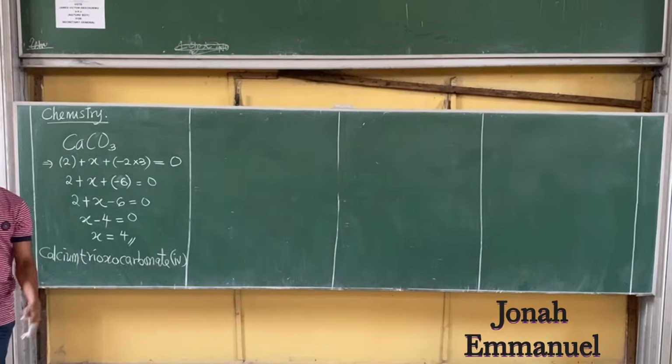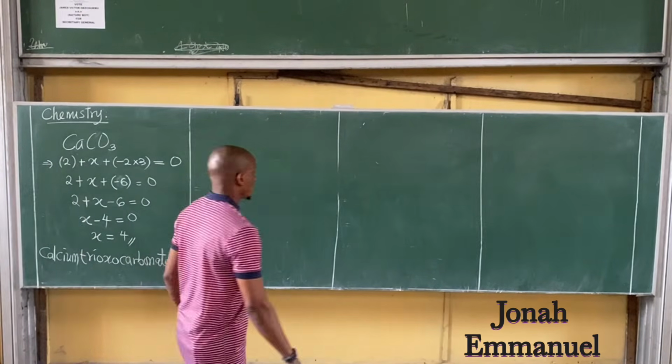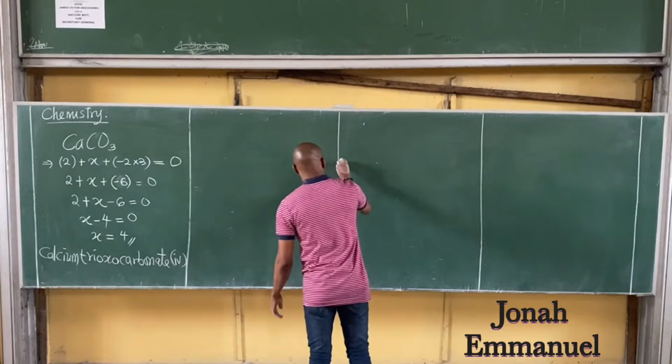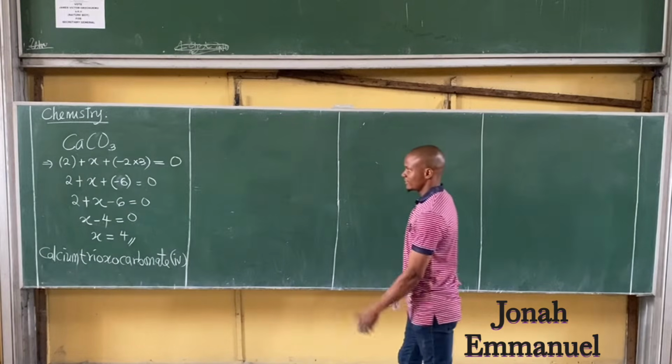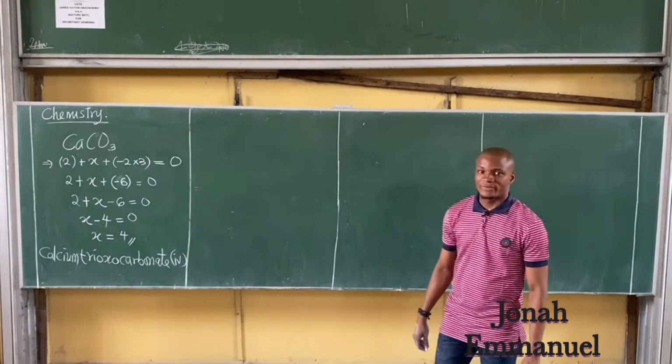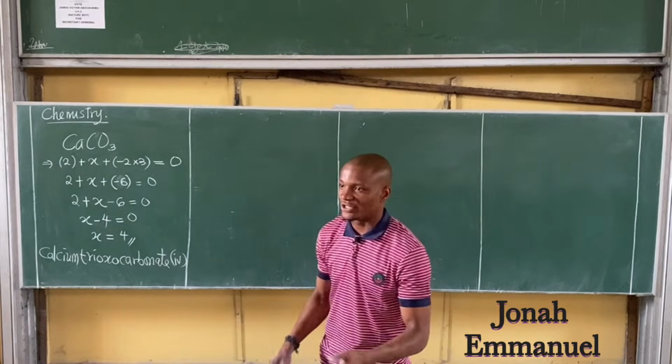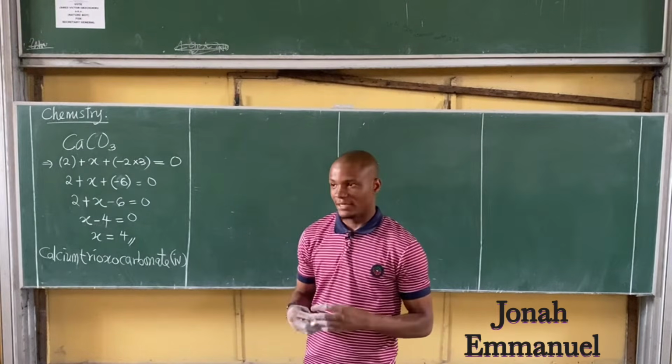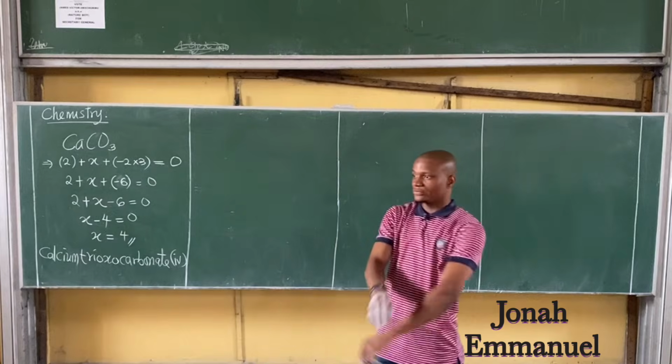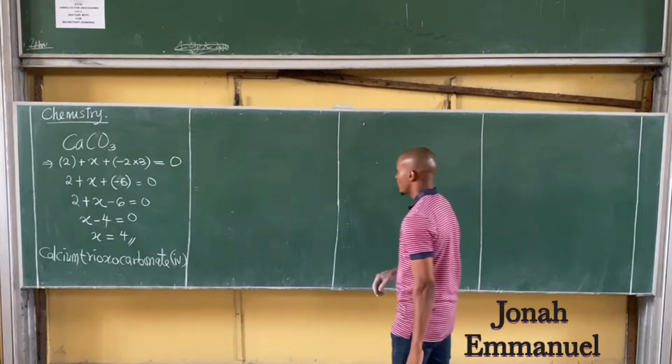That's the compound. This is how you name a compound using the oxidation number concept. Right? So simply find the oxidation number of the oxidized element and then do your maths. That's all. Do your maths. That's all.